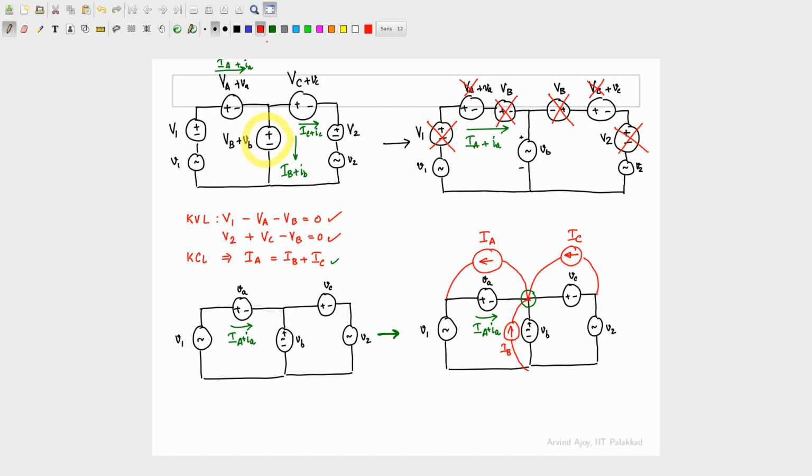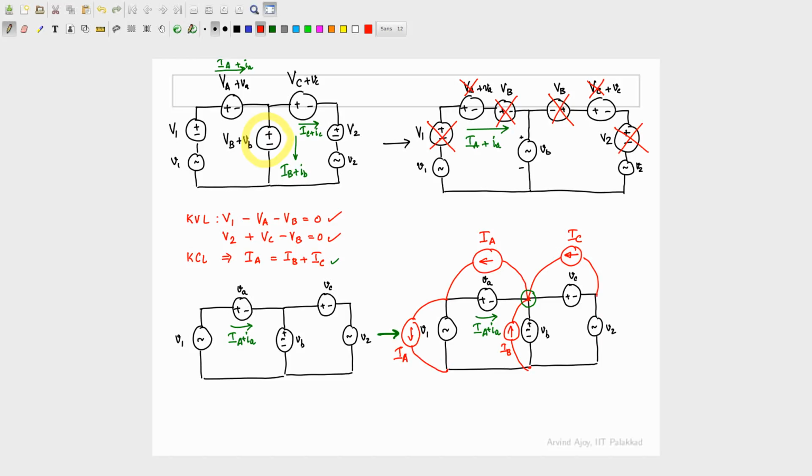Have I done anything to this node? Have I done anything to this node? No, because what have I done? I have added IB and IC, taken out IA. And from this particular KVL equation, that is 0. So I haven't done anything to this node.